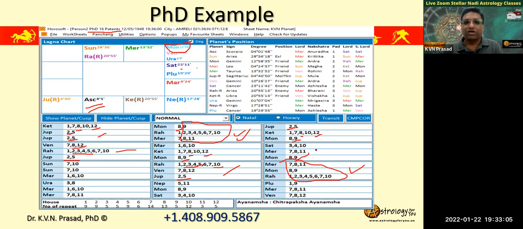Because it is a PhD, 9 and 11 get more prominence than 2 or 4, because the 9th house is higher education. Okay, so that is how this rule works.